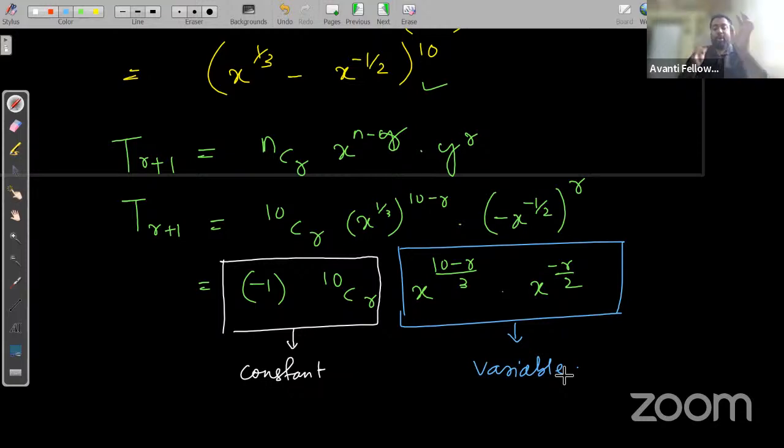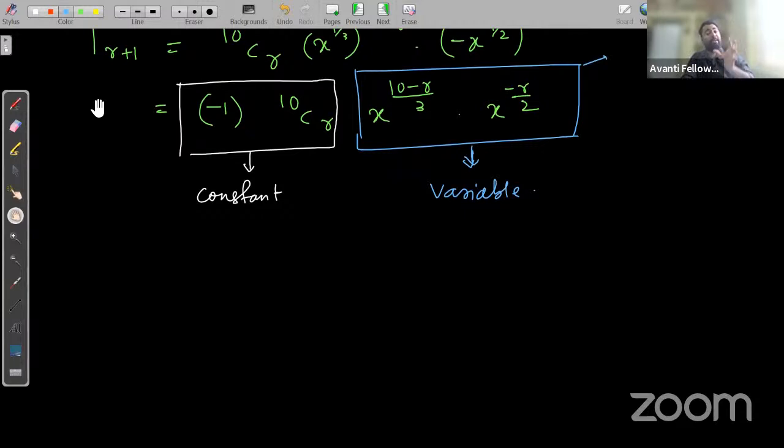So how can we make it into a constant term or independent of x? That means this power of x must be 0. When the exponent or index of x is 0, then this variable term becomes 1. Then we have this minus 1 into 10 CR as my constant. For that only, we need to find the value of r.